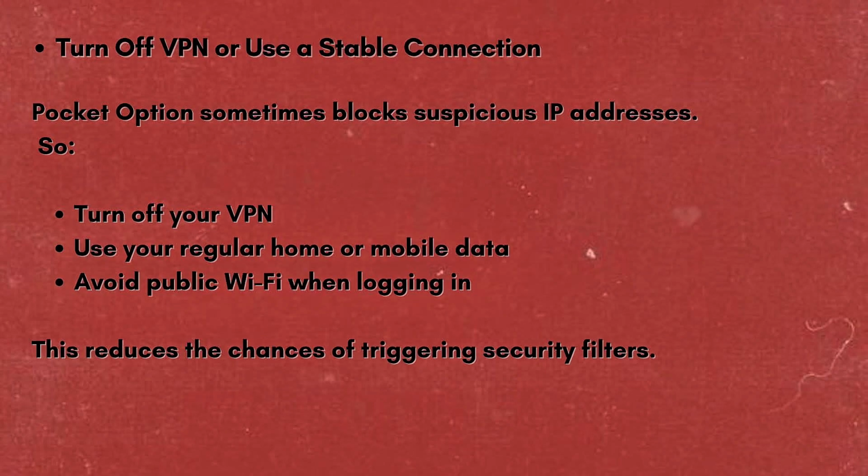The next one is to turn off the VPN or use a stable connection. Pocket Option sometimes blocks suspicious IP addresses. So first, you have to turn off your VPN. Use your regular home or mobile data and avoid public Wi-Fi when logging in. This reduces the chances of triggering the security filters. So make sure to turn it off and use a stable connection.